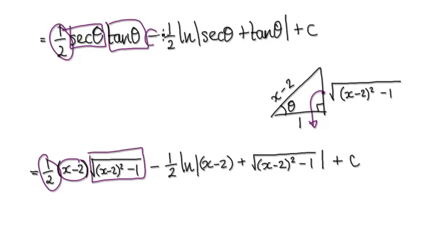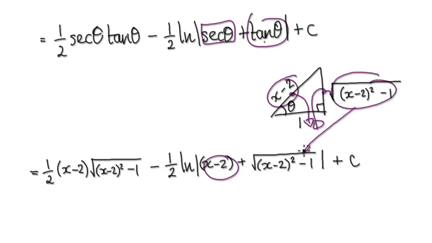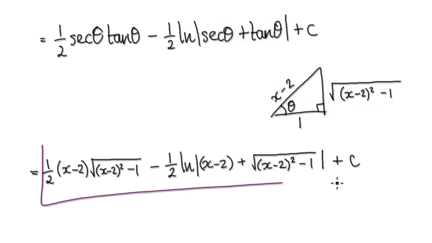And then you've got negative half, natural log, absolute value, and then you've got your secant theta. Secant theta is this thing here, which is x minus 2, and then tan theta is this thing here, which is this thing here. So this here is your final answer. Okay.